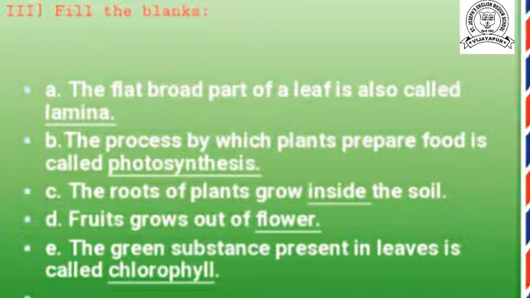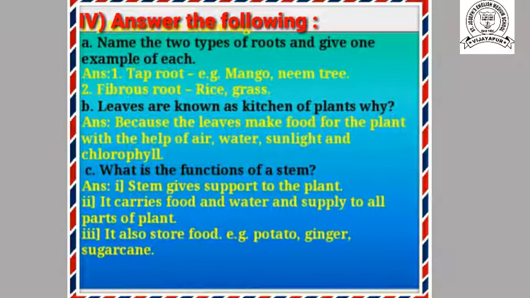Now I read the next one, that is question number 4. Answer the following. The first one: name the 2 types of roots and give one example of each. Now I will tell the answer. The first type is a tap root. Example: mango, neem tree. And the second type, fibrous root.